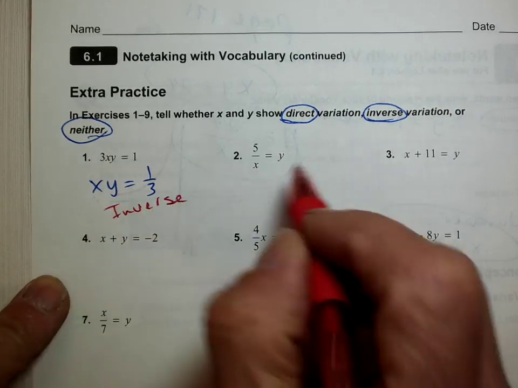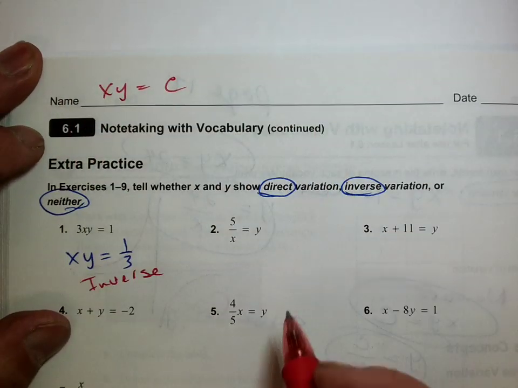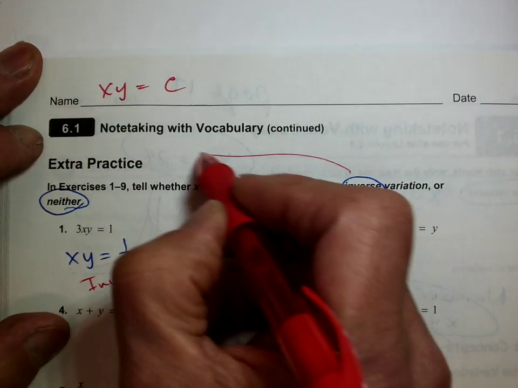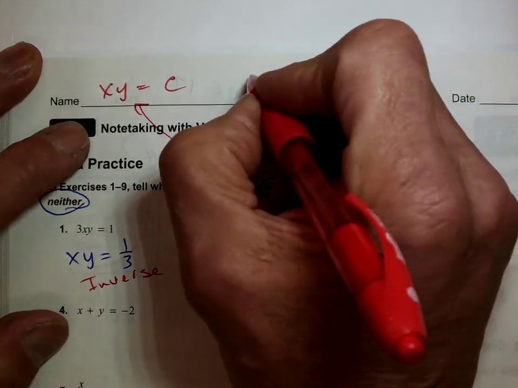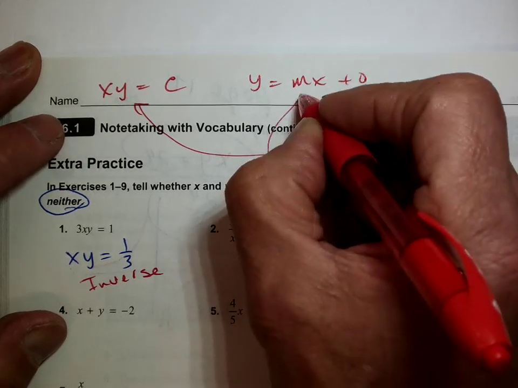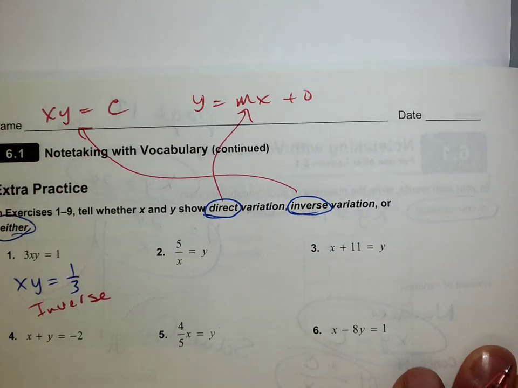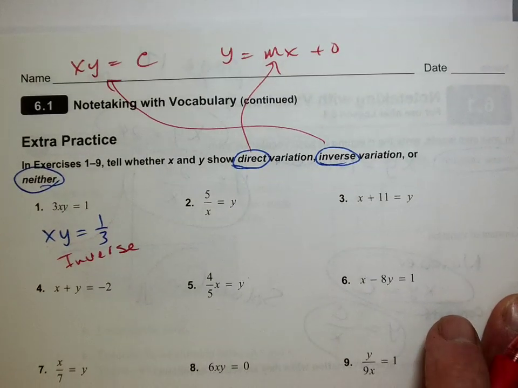So let's write these up here, up above, to help us out. If we have xy equals some constant, it's going to be an inverse variation. If we have y equals mx plus 0, it's going to be a direct variation. And if it's neither one of these, then it's just neither. Okay, so we've got a little key above us. So how about number 2?